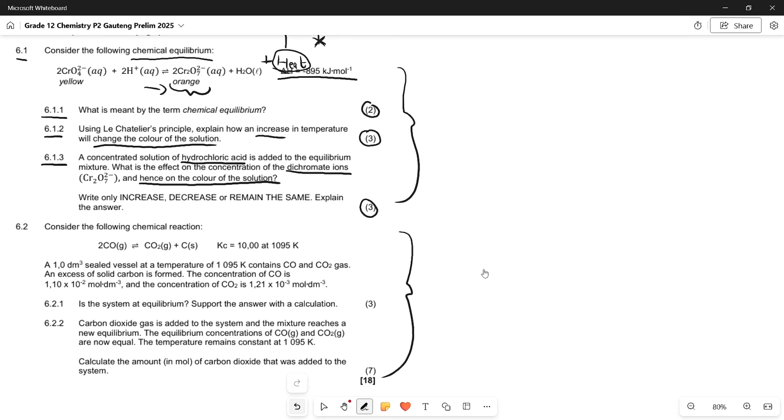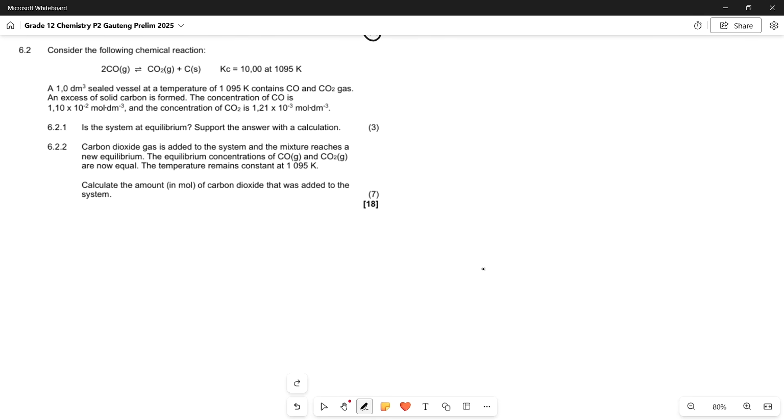The questions are always split like this, because 6.2 over here says consider the following chemical reaction. We have 2CO gas, which is very important. Gases are the only things we take note of when we're dealing with Kc, and we have CO2 gas over here, also important, and then a C with a solid. If ever we need to work with a solid and there's only a solid on one side of the equation, we would just treat that as 1 in our Kc.